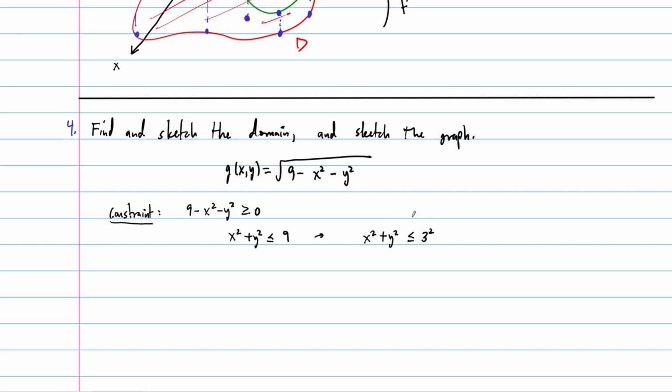And now we can see that our domain in the xy plane is going to be a circle of radius 3. So that's the equals part.